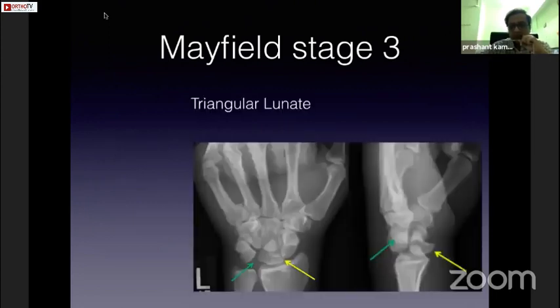How does this look on X-ray? Look at the green arrow. There is widening of the space between the lunate and triquetrum. The lunate, which was a rectangular shape, has now become triangular in shape.